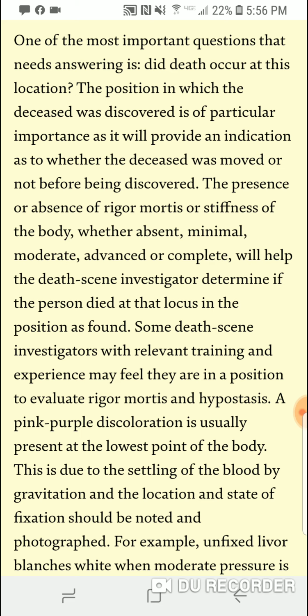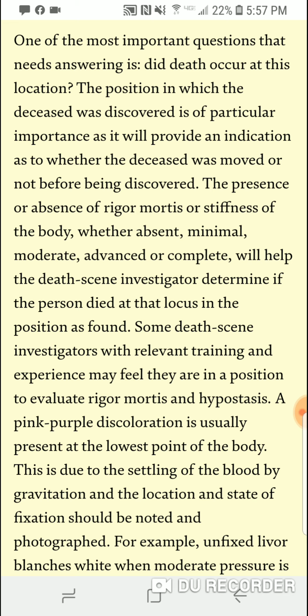before being discovered. The presence or absence of rigor mortis or stiffness of the body, whether absent, minimal, moderate, advanced, or complete, will help the death scene investigator determine if the person died at that locus and the position is found. Some death scene investigators with relevant training and experience may feel that they are in position to evaluate rigor mortis and hypostasis.